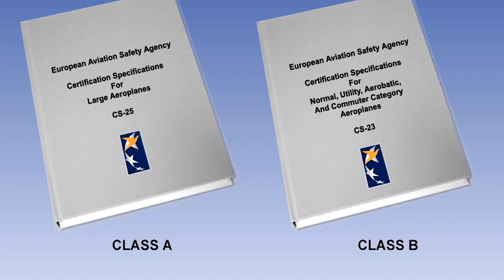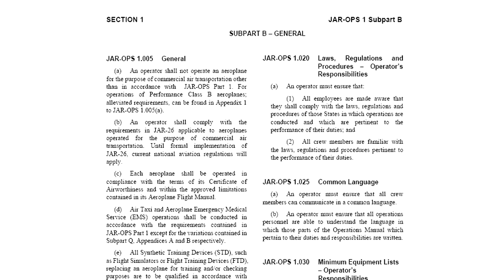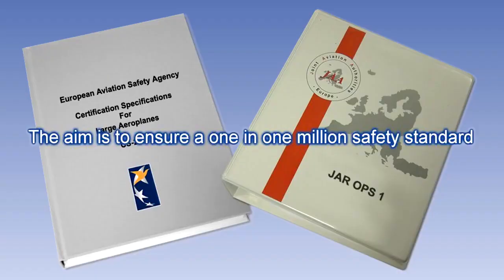To summarize, CS25 and CS23 are the certification specifications for Class A and Class B aeroplanes respectively. However, if these aeroplanes are to be operated for public transport, then they must also abide by JAR Ops Part 1 as well, which constitutes the operational regulations. The certification and operational requirements together aim to ensure that there is only one chance in over 1 million that an aeroplane will not be able to meet the minimum performance standard required for a given mode of operation.